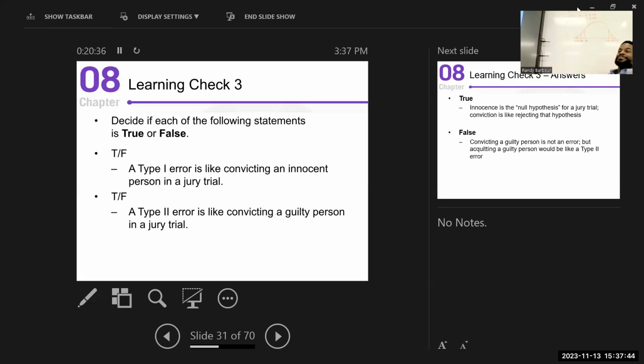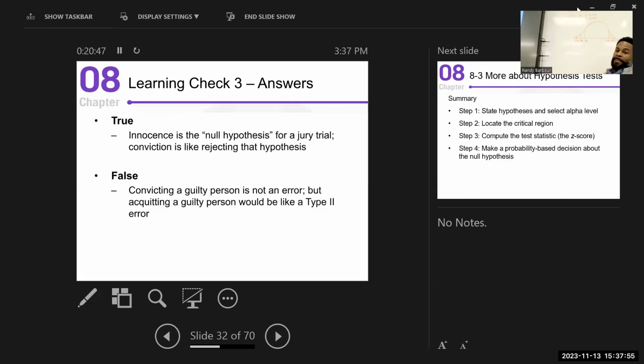Yes. Good. So it says type 2 error is like convicting a guilty person in a jury trial. Convicting a guilty person is not an error, but acquitting a guilty person would be a type 2 error. So you said acquitting a guilty person. That means I failed to reject a null hypothesis when I should have rejected. That means I'm acquitting him, but he's actually guilty.